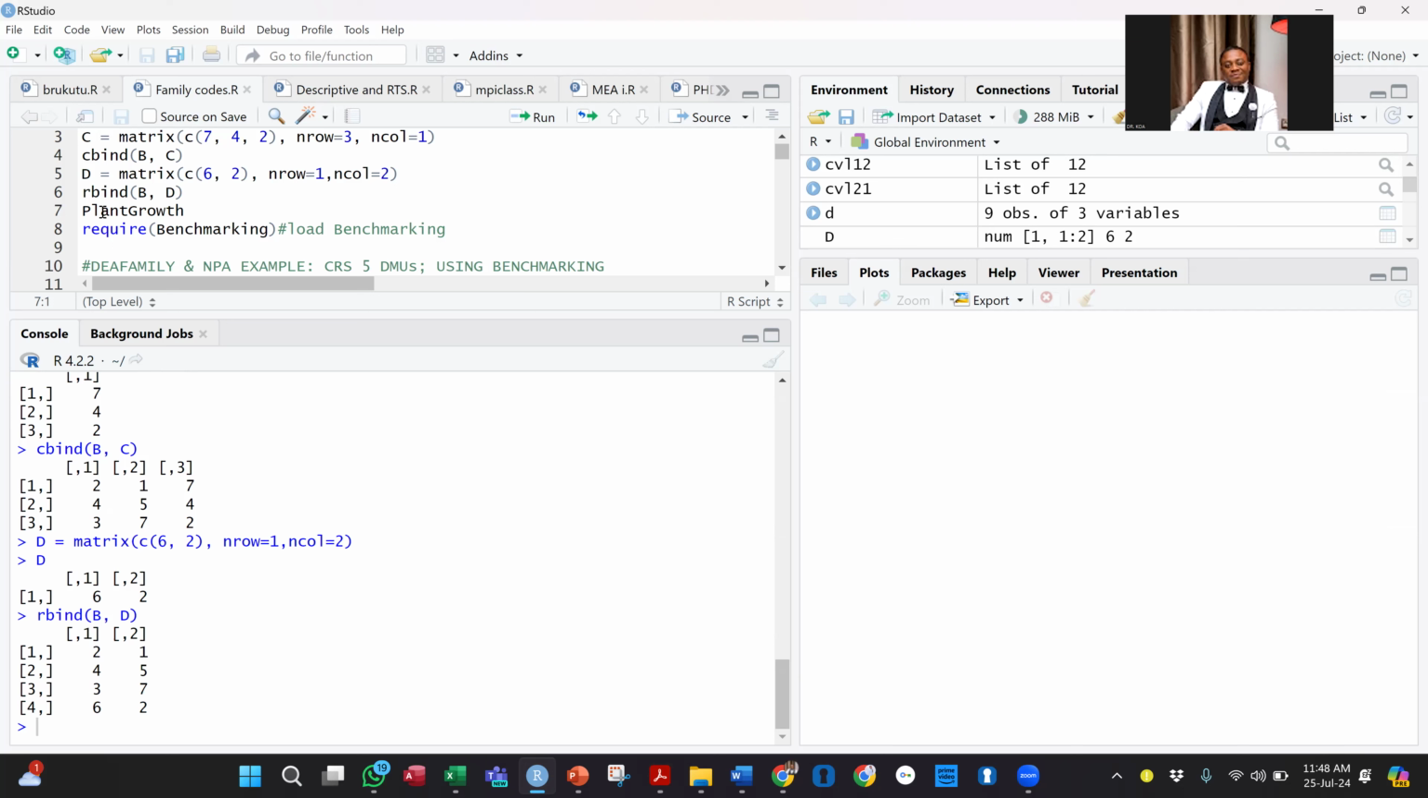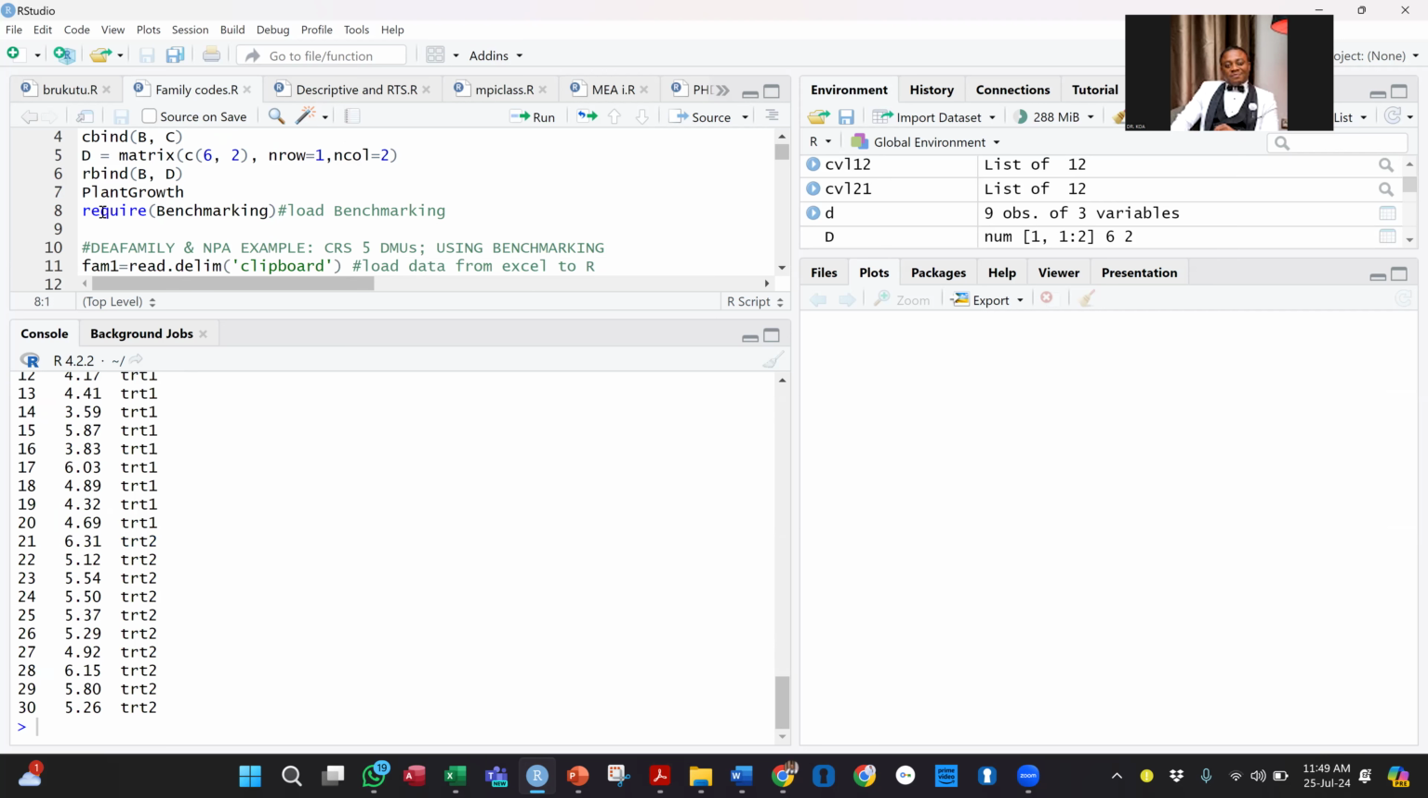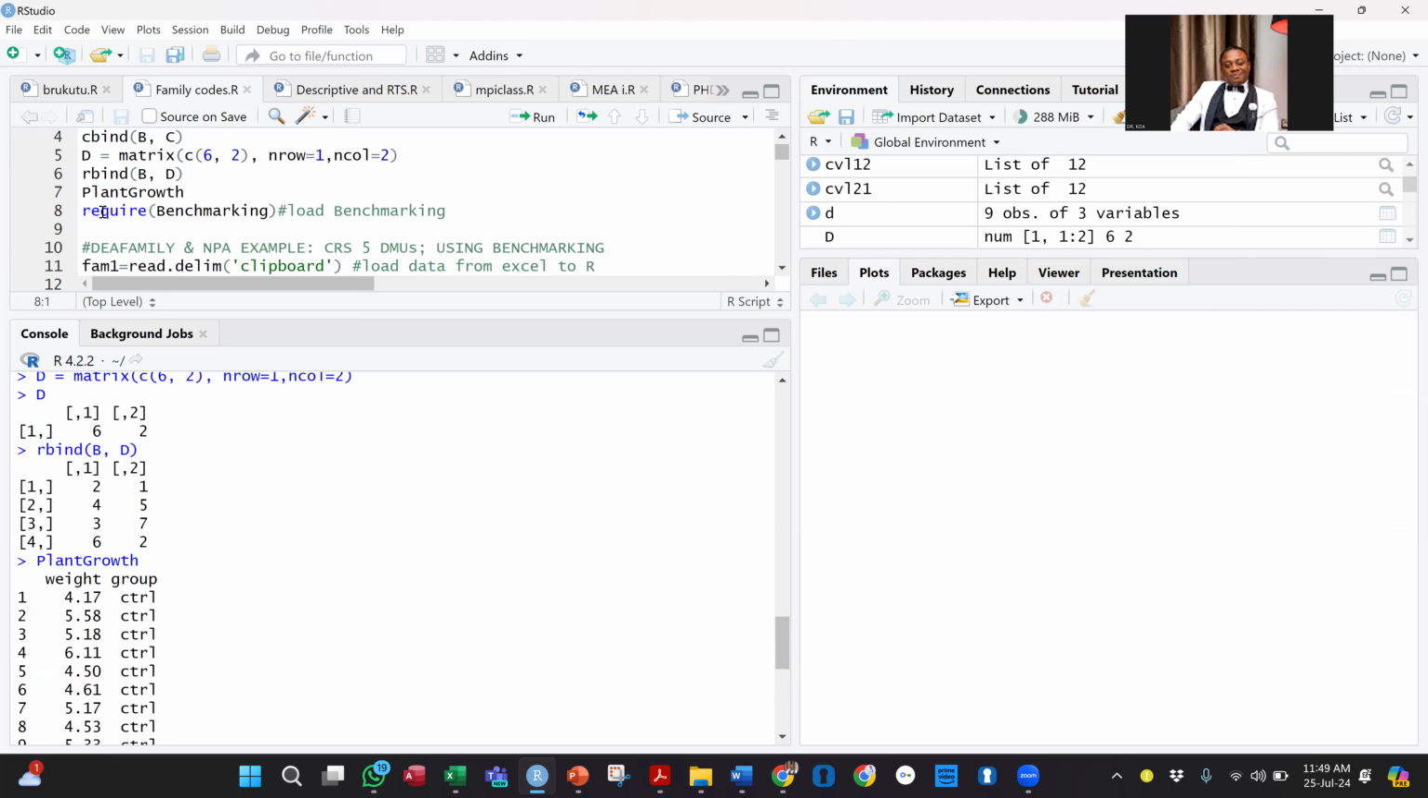One of these data is plant growth. I can show you how plant growth looks like. This is how plant growth looks like. It's very simple. I'm not interested in all of this, so focus here. What I'm interested in is the required benchmarking. So please, you must have installed benchmarking.